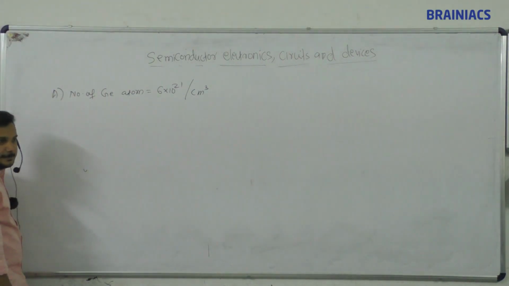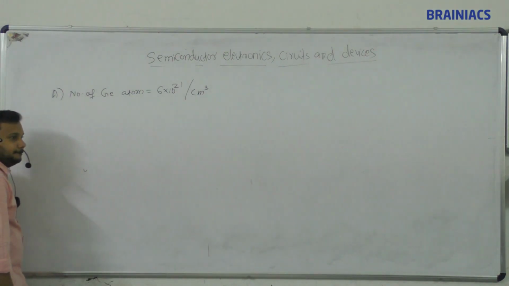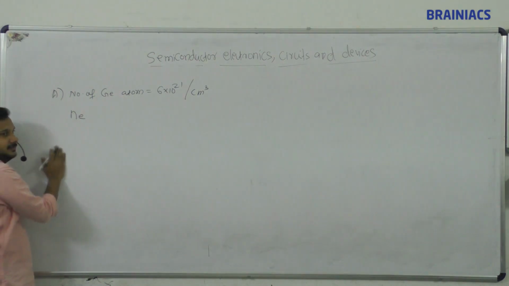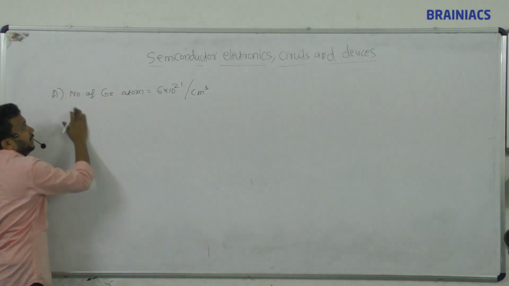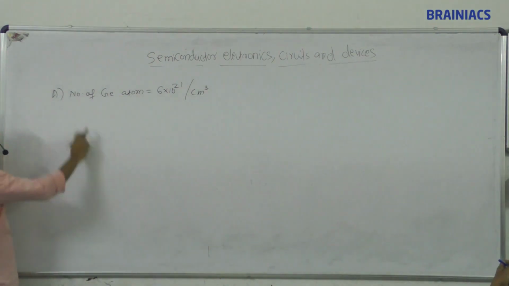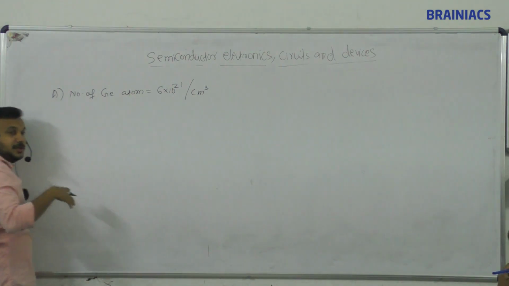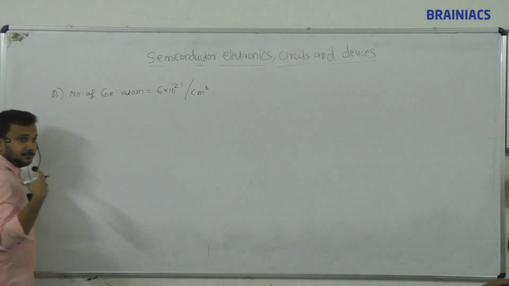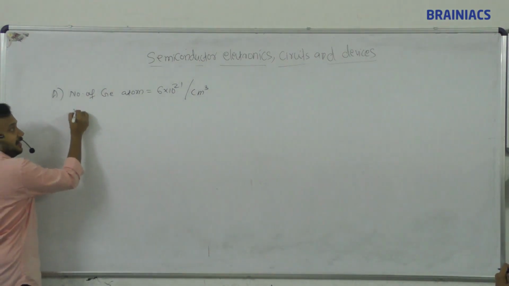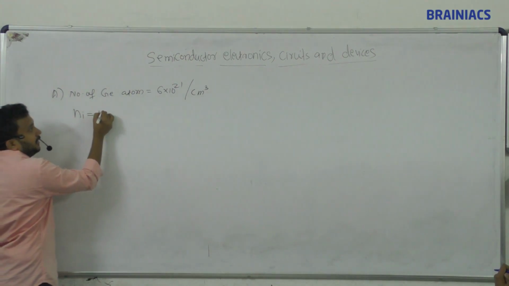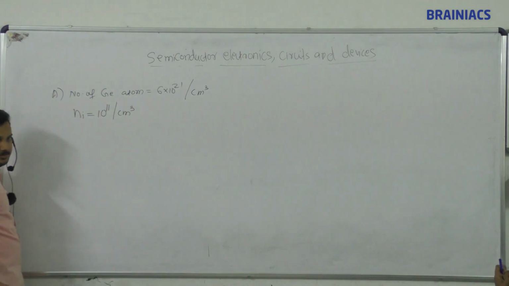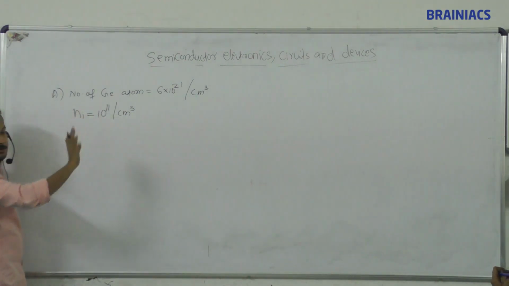What is the next sentence? At room temperature. So this is all about pure germanium. So number of electrons is equal to number of holes is equal to intrinsic concentration in a pure conductor. So I can write it like this, Ni equal to 10 power 11 per centimeter cube. Correct? Because they are not talking about any doping now.